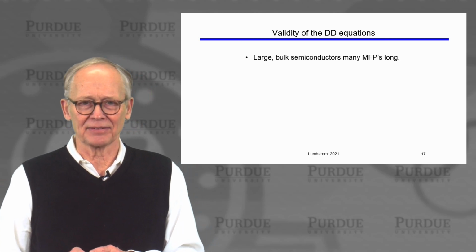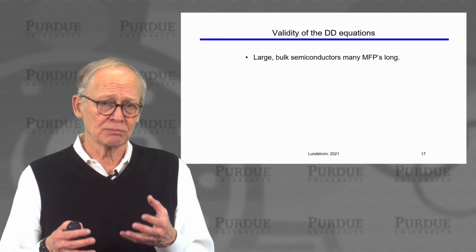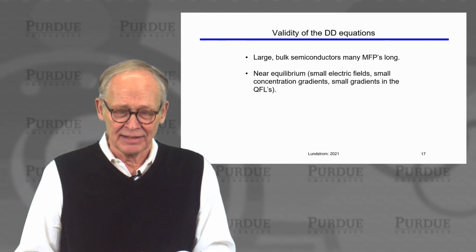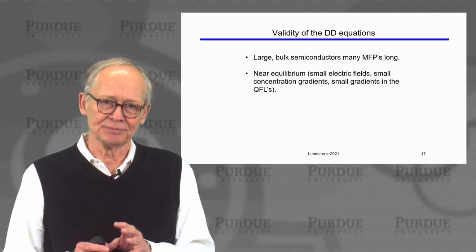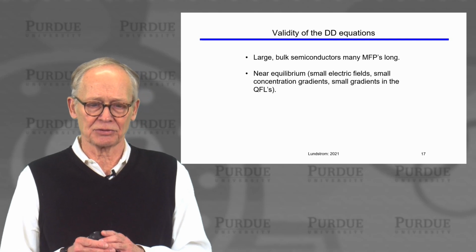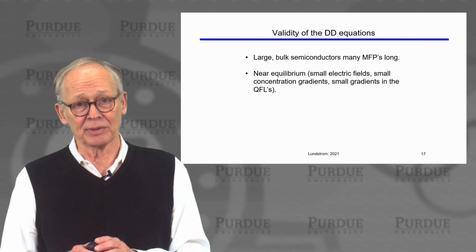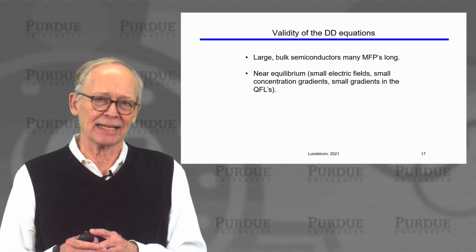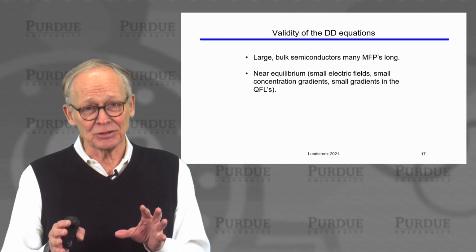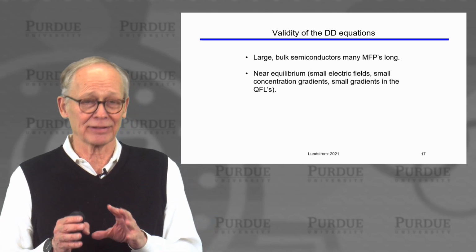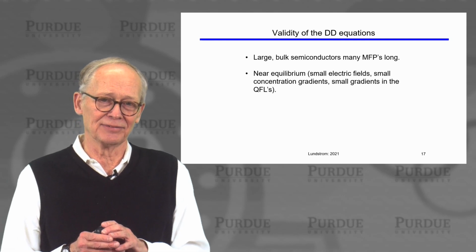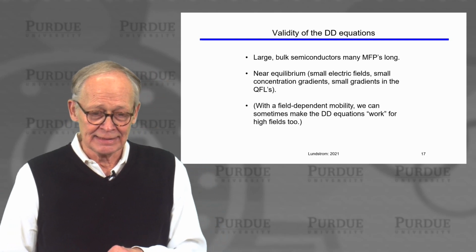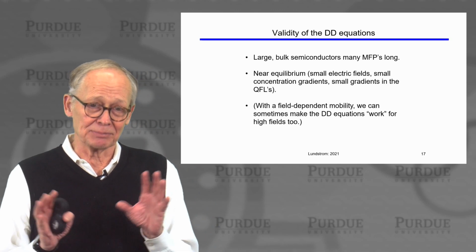So let's just briefly say a thing or two about that. They're valid for large bulk semiconductors, many mean-free paths long, where the transmission is very small. They're also technically only valid near equilibrium, small enough electric fields or small enough concentration gradients, small gradients in the quasi-Fermi level. Although, as I mentioned, we can patch these up for high fields by appropriately defining an electric field dependent mobility. That needs to be done carefully, and there are cases in which it doesn't work. That requires a little bit of advanced transport theory that you would probably need a second course to understand more deeply. Okay, so we can make them work in cases, but be careful with using them.